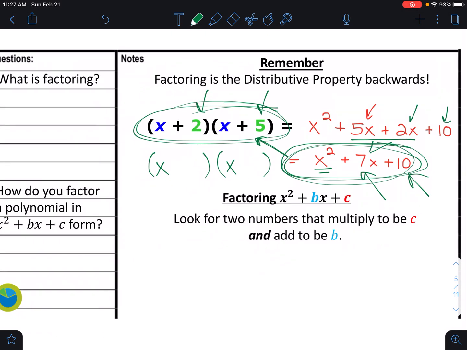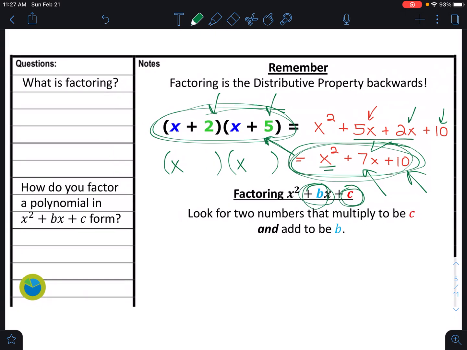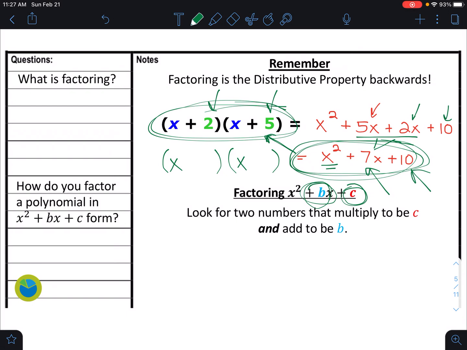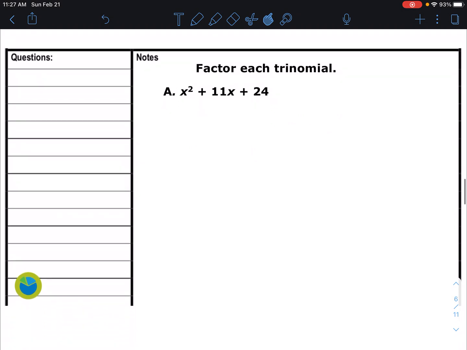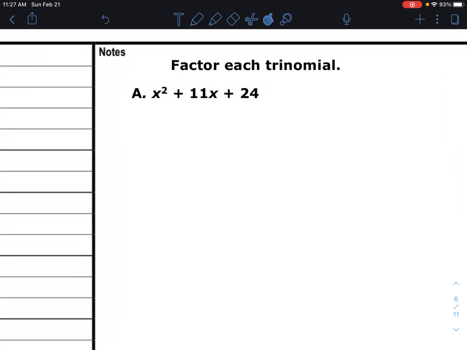So how do we factor x squared plus bx plus c? We're going to look for two numbers that multiply to be this c value right here, but also add to be this b value in front of the x, okay? So that's how we factor x squared plus bx plus c forms. So let's take a look. What's really helpful with this is if you're really good with your multiplication tables, especially up to 12. If you're not, you might want to go onto the internet and download one and put it into Notability so you have that as a helper.